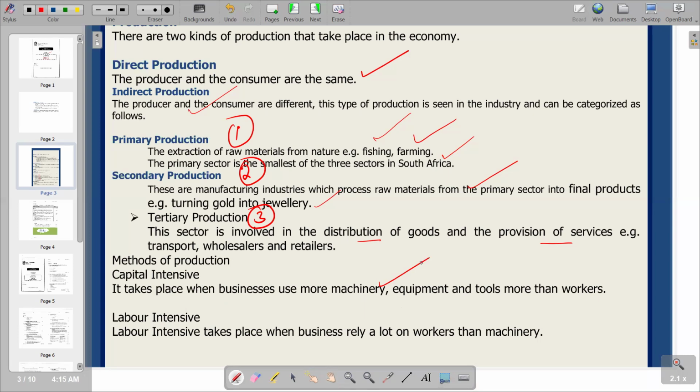And then on labor intensive, we are saying labor intensive takes place when businesses rely a lot on workers rather than machinery. So this is again the explanation that we have for labor intensive.